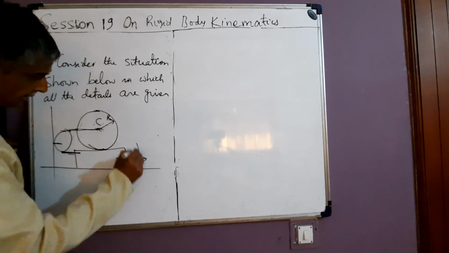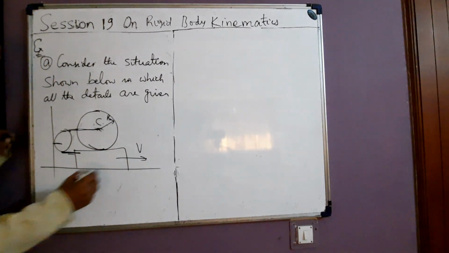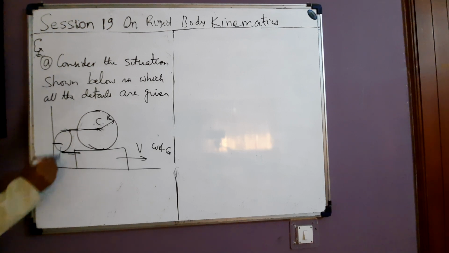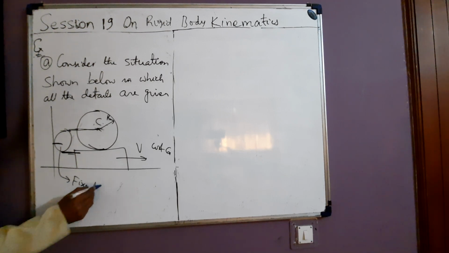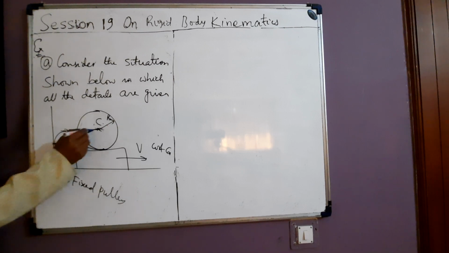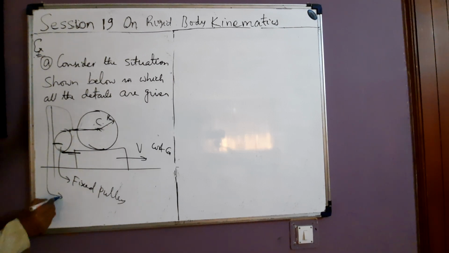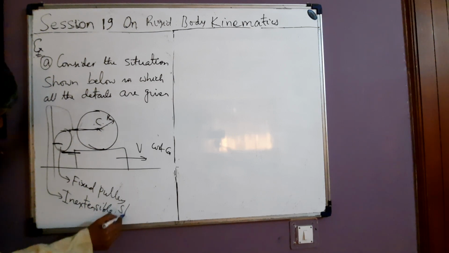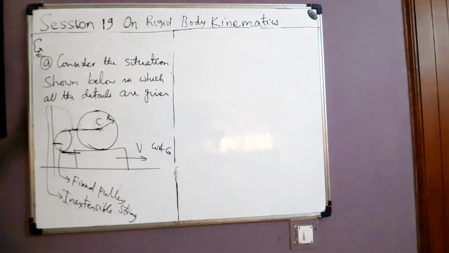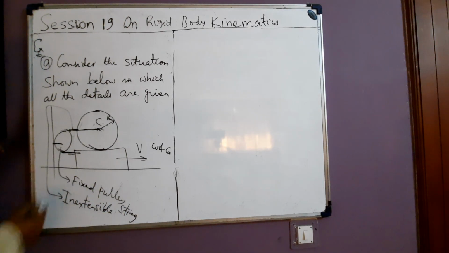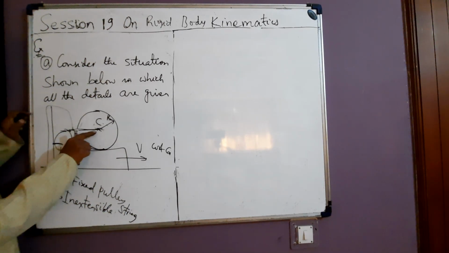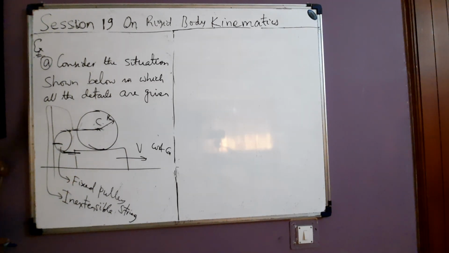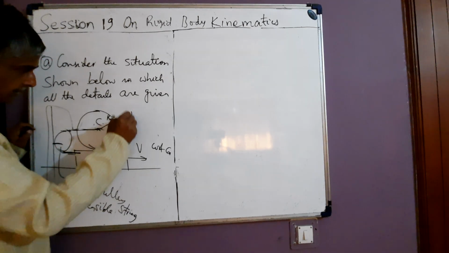Here the plank is moving rightward at a constant speed v with respect to ground. This is a fixed pulley. This is an inextensible string. A string is attached to center C of the drum. It passes over this fixed pulley and is attached to the plank here. And here pure rolling takes place.